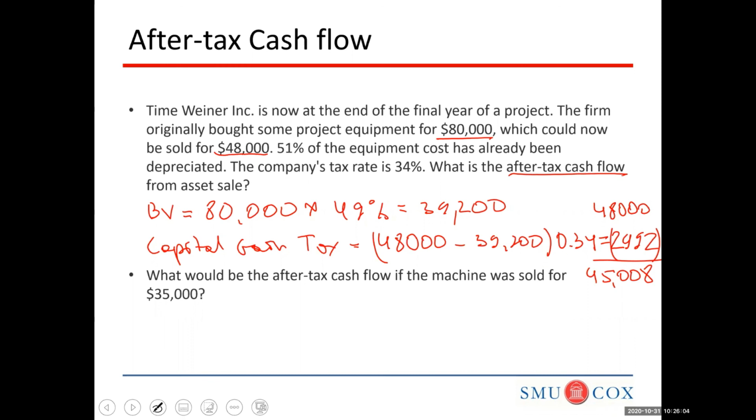Can someone try the second part? It's kind of very similar, just with a different sale price. Book value isn't going to change. So the only thing that will change is this 48 here becomes 35. So what would be the proceeds? 36,428. Perfect. I like that. Does anybody kind of get a different number and need some clarification? But this is the right answer.